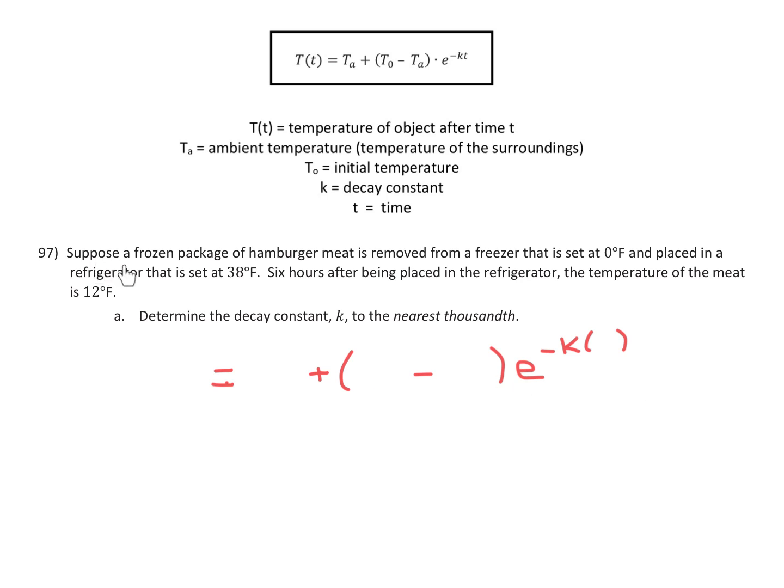It says, suppose a frozen package of hamburger meat is removed from a freezer that is set at 0 degrees. So when we initially remove it, the temperature of that frozen hamburger meat is 0 degrees. That's going to go in for the initial temperature, T sub 0. Okay, so 0 is going to go right here. And placed in a refrigerator, so this is the surrounding temperature. I'm placing it in a refrigerator that's set at 38 degrees. So 38 degrees is the temperature of the surroundings, and 38 is going to go in for the T sub A.